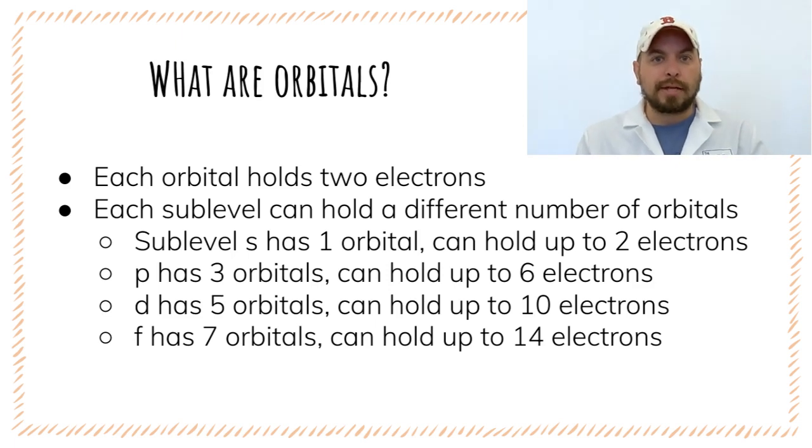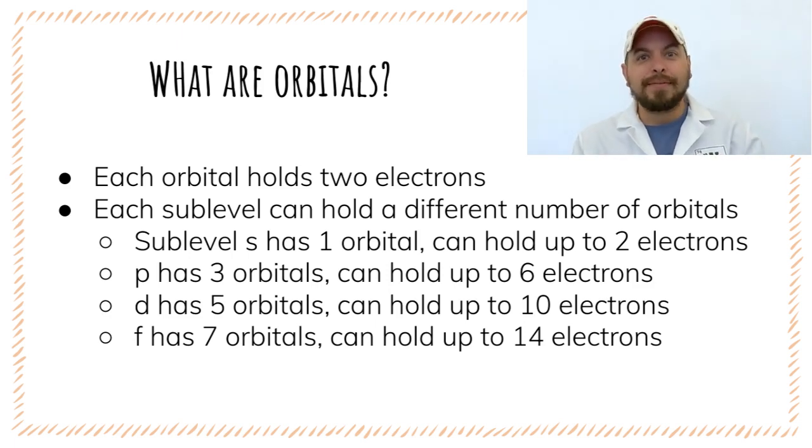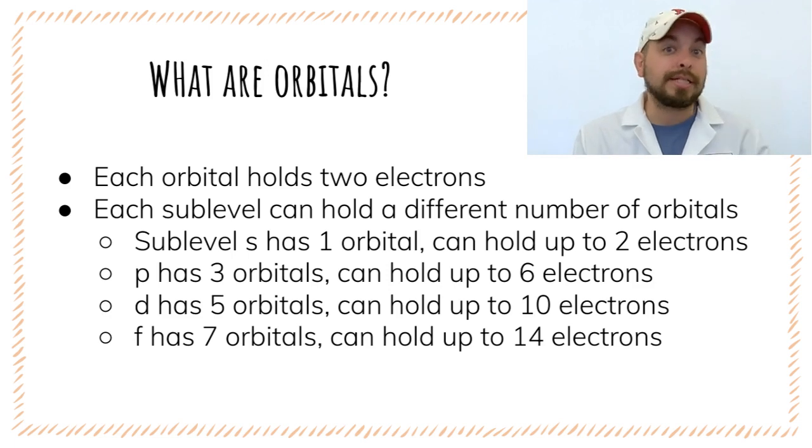The S has 1 orbital. The P has 3 orbitals. The D, 5 orbitals. And the F, 7 orbitals. Within each orbital exists 2 electrons. So 2 electrons per orbital, which means that the S sublevel can hold 2 electrons. Each P sublevel can hold 6 electrons. Each D sublevel can hold 10 electrons. And each F sublevel, well, it can hold 14 electrons.